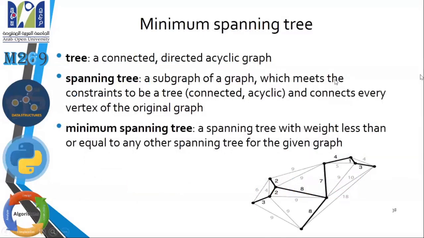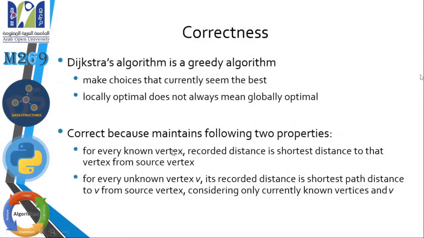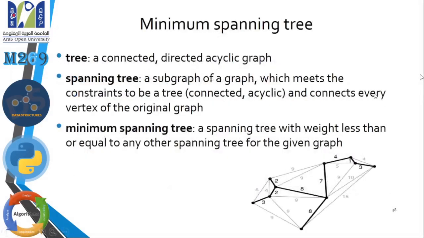Okay, so it needs the constraints to be connected and acyclic. مهمة جدا هذه the acyclic. Okay, and it connects every vertex of the original graph. This will make the difference between the minimum spanning tree and Dijkstra. A minimum spanning tree has a weight less than or equal to any other spanning tree for a given graph. But it's not necessary for one to all. Not necessary.